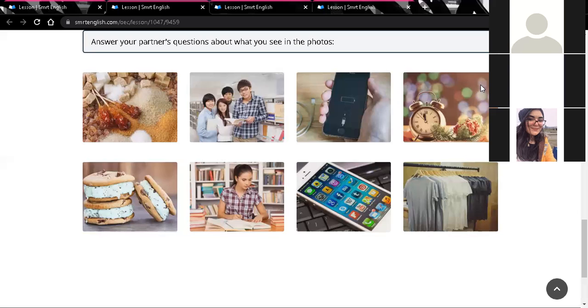Okay. So we're just, according to the pictures, making questions using quantifiers, which are a lot, many, a little, few, much, etc. So you have to answer, looking at the picture, what your classmate is asking you. So Ilse asked you. Ilse, can you repeat the question, please? How much time is there?